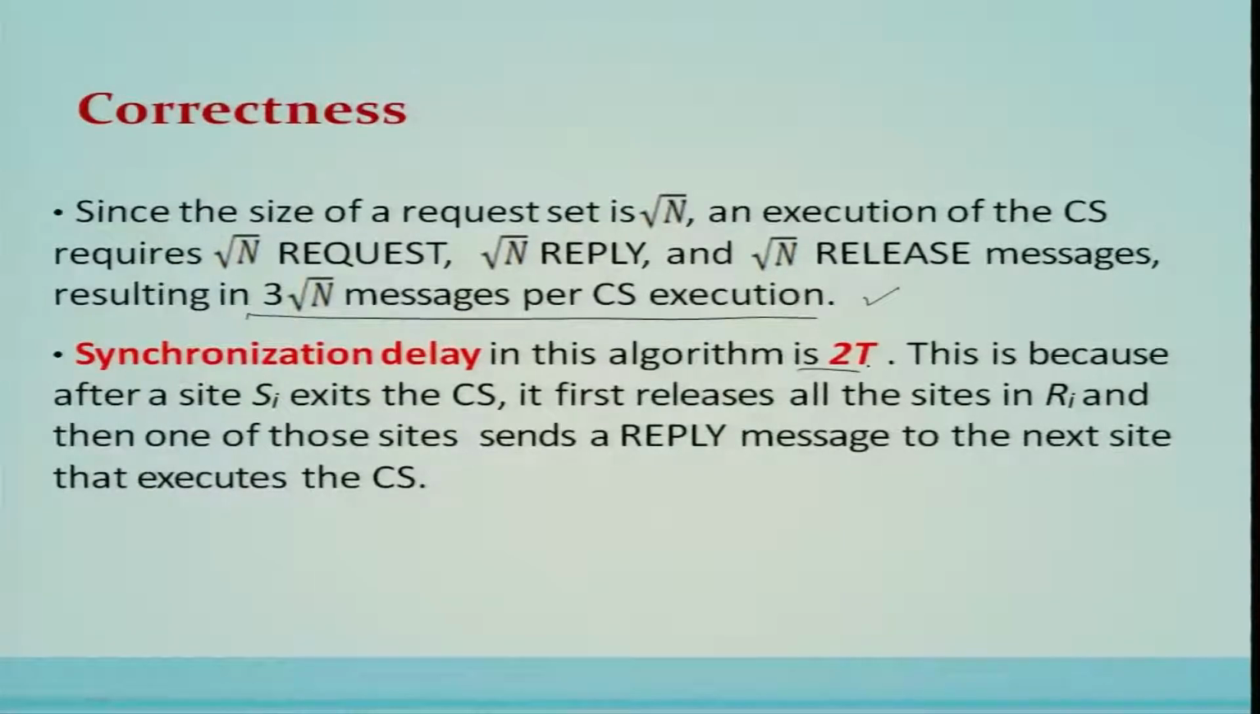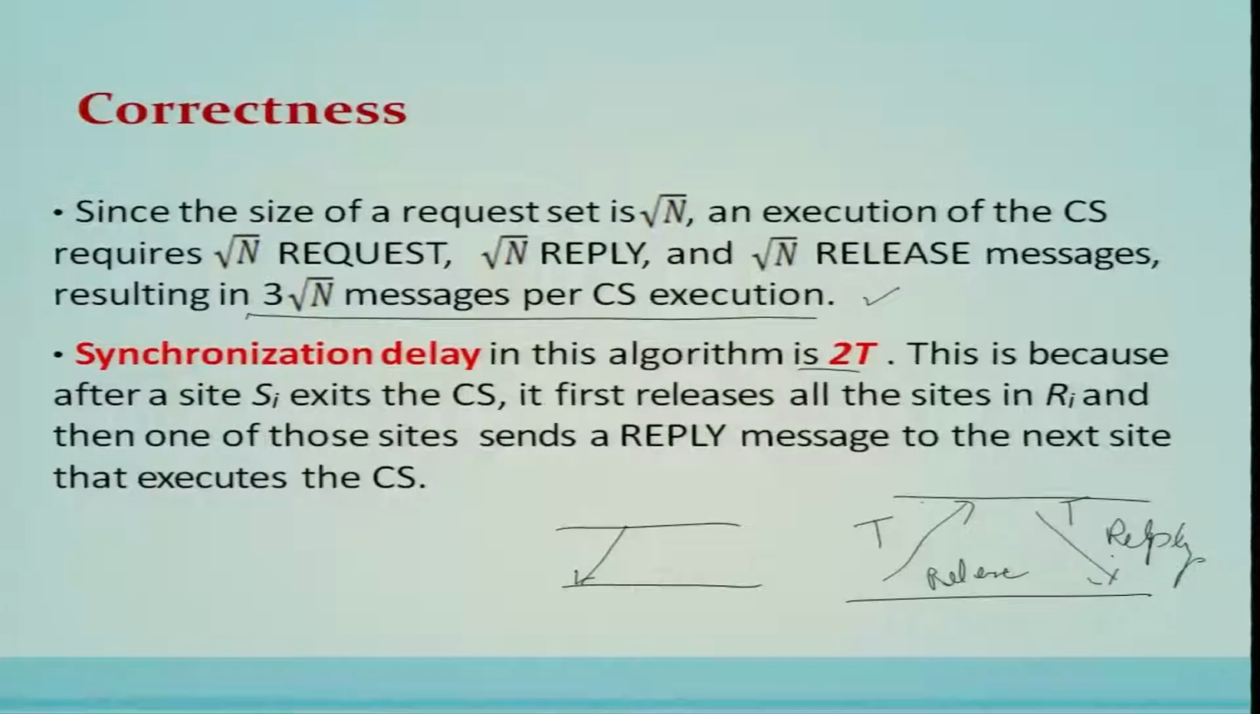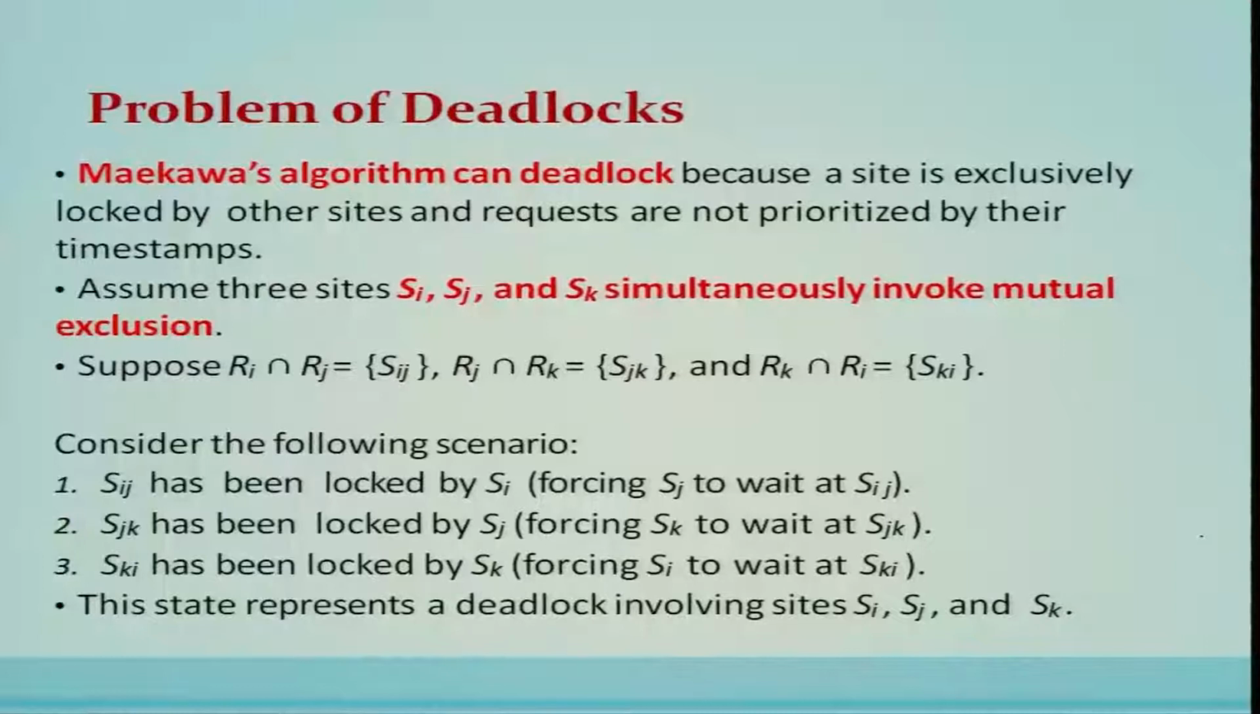This is because after site Si exits the critical section, it first releases all the sites in Ri, and then one of those sites sends a reply message to the next site. So the release message and a reply message, t times each, it will take a total of 2t to allow the next waiting process to go into the critical section. Hence the synchronization delay is 2t. Maekawa's algorithm suffers from deadlock.